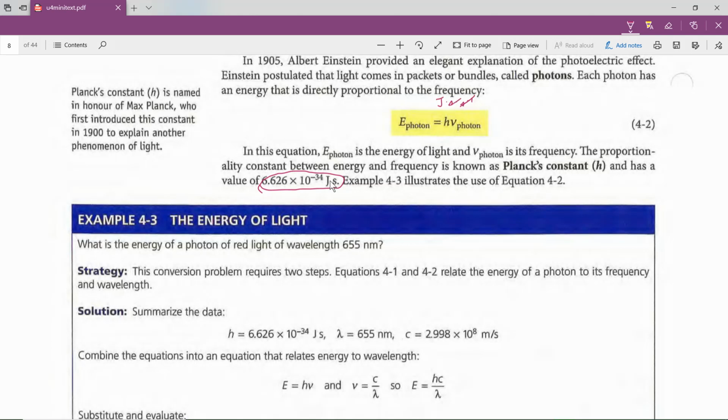Some books put a little dot between the joules and the seconds, some don't. Ours doesn't, but you can if you want. And most people just round it off to 6.63 by 10 to the minus 34 joule seconds.